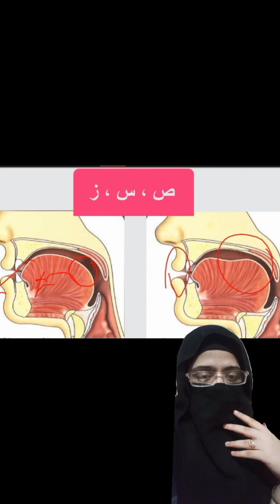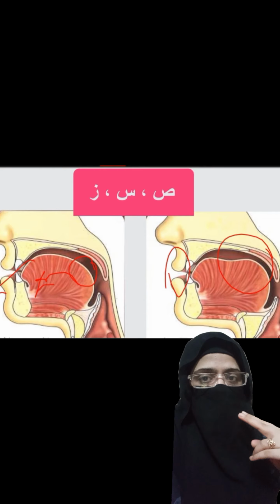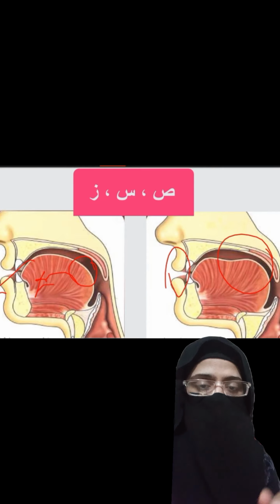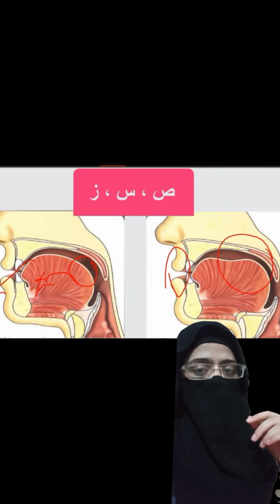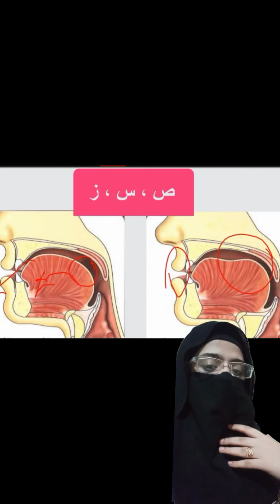Comparison. These three letters: letter airflow, heavy and light. Sawt is a whistling, moderate, heavy letter. Seen is a whistling, strong, light letter. And za is a whistling, very little, light, voiced letter. Za.